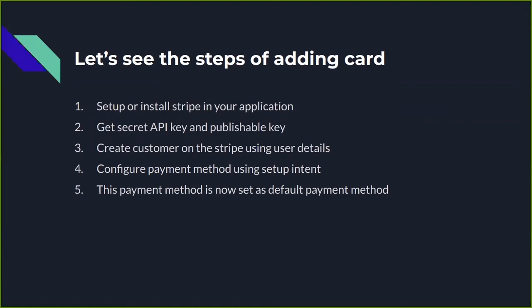Now, let's see the steps of adding the cards. For that, we need to set up or install Stripe in an application, and get the secret API key and publishable key. You can get these keys from the Stripe dashboard in the developer section. After that, create a customer on Stripe using the user details. Configure the payment method using a setup intent. This payment method is now set as the default payment method.